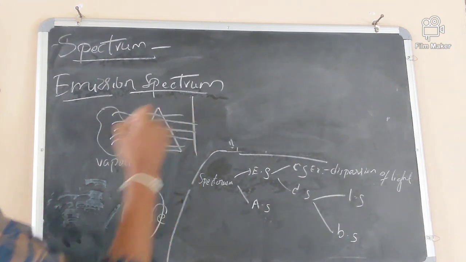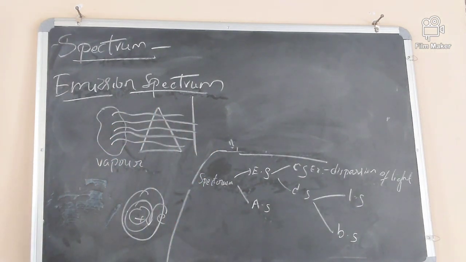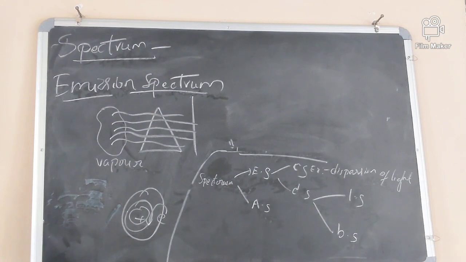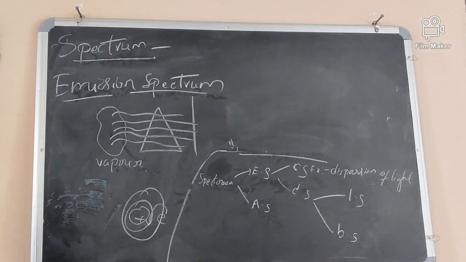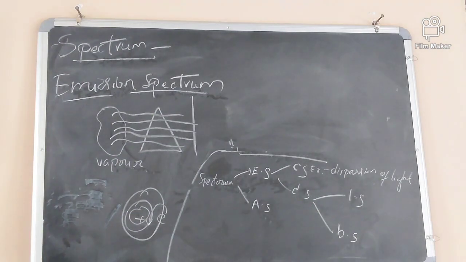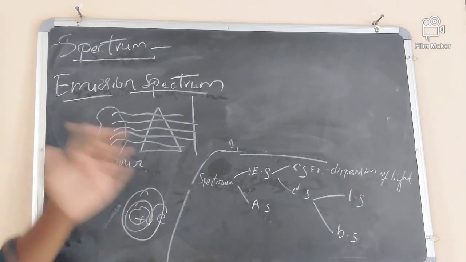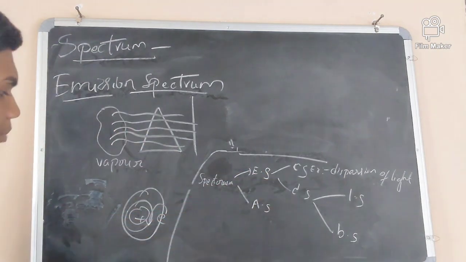It is not in the form of any dispersion of colors like that. It is in the form of radiation. In the line spectrum there is excitation and de-excitation, but the band spectrum is formed due to the radiation. That is one more topic I will explain.